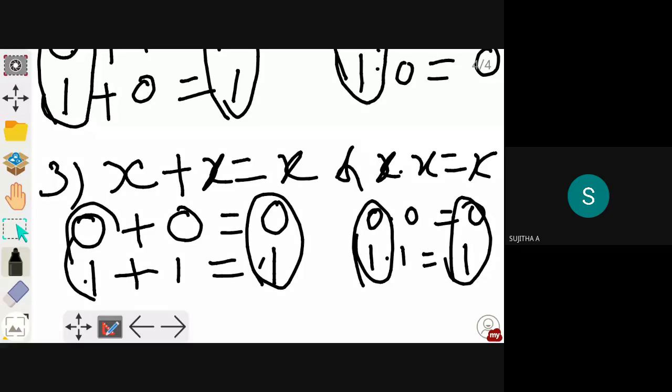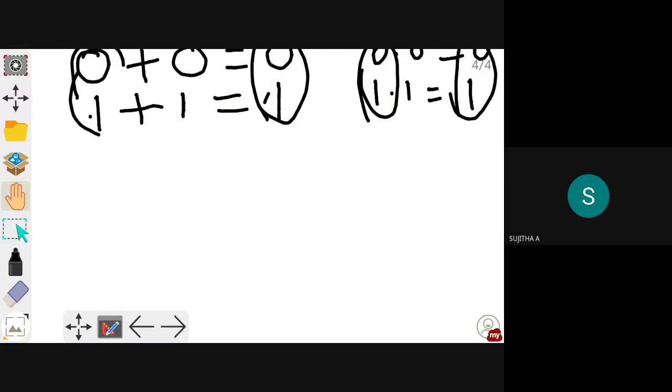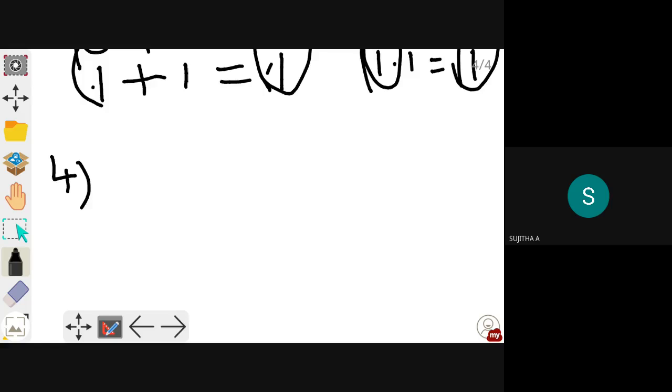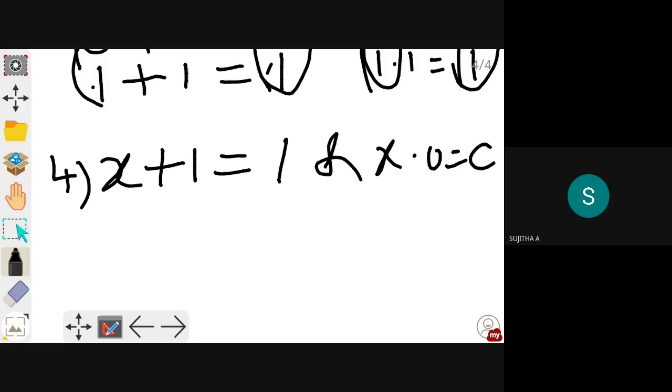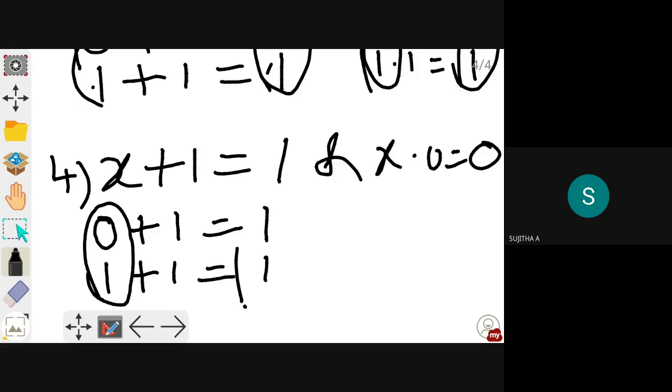So the next law is x plus 1 is equal to 1. Many times they will confuse it with x plus 1 is equal to x. So you remember, x plus 1 is equal to 1 and x into 0 is equal to 0. Now you put x is equal to 0. If you put x is equal to 0, 0 plus 1 will give you 1, and if you put x is equal to 1, 1 plus 1 will give you 1. So whatever value you give for x, you get the output as 1.